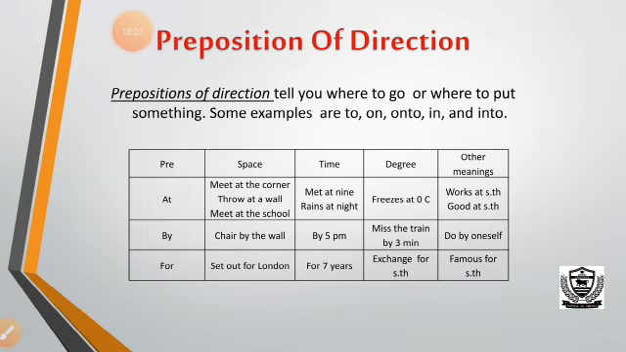According to position or space: meet at the corner, throw at the wall, meet at the school. These are the examples for using at. For time: met at 9, rains at night. And for degree: at 0 degrees Celsius. And then some other meanings are there: works at something or good at something. You are good at something. He is good at something.